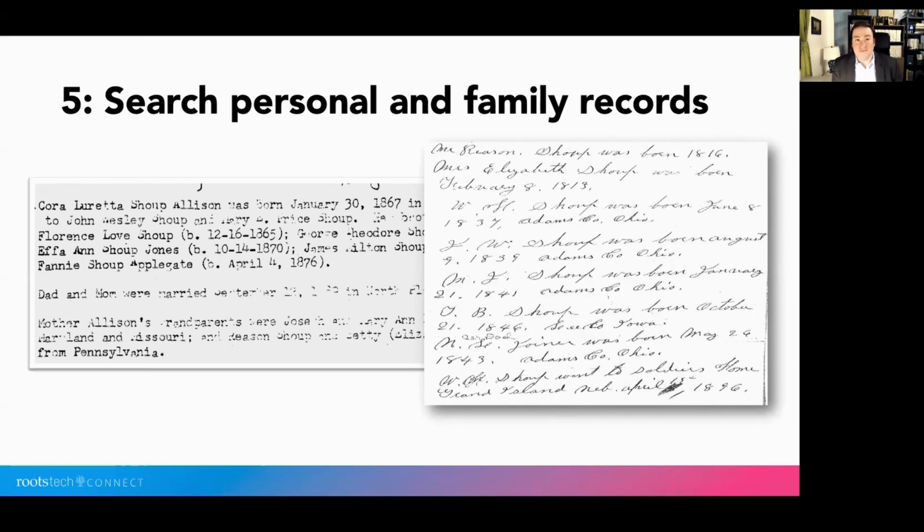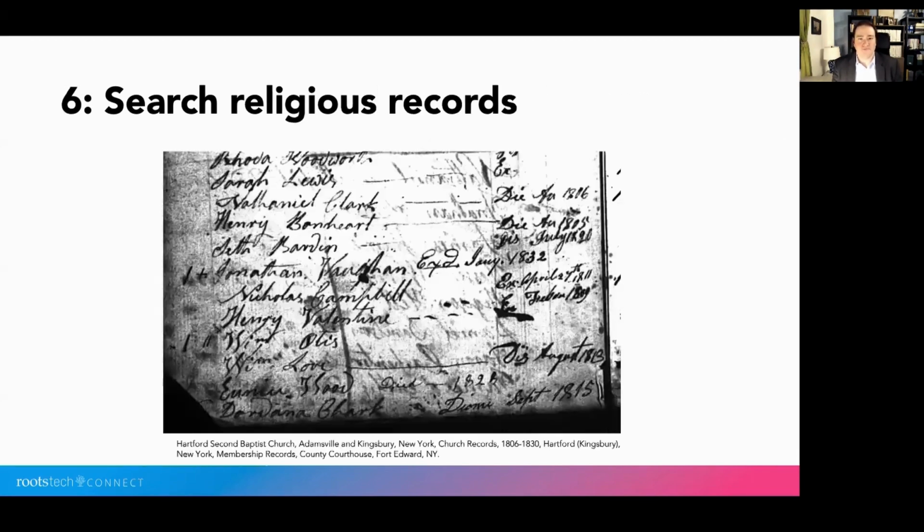Well, personal and family records remain an important element and an important resource that can capture some of this information. So it's key to make sure that you're searching personal and family records for some of these details. It could be family letters, it could be diaries, it could be other information that will help to document some of these vital events.